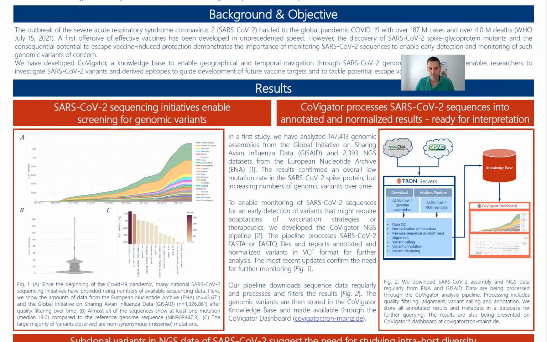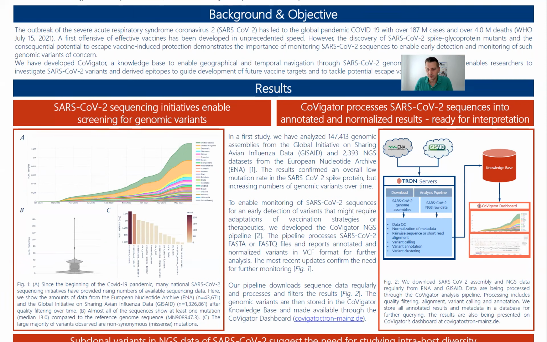The majority of the mutations that we see are non-synonymous single nucleotide variants. Based on that, we set up several servers to continuously download available data sets, to process them, which includes filtering, standardization, normalization, and annotation. And we store the results in a knowledge base that can be accessed on the CoVigator dashboard as of now. Please follow this link for further insights.